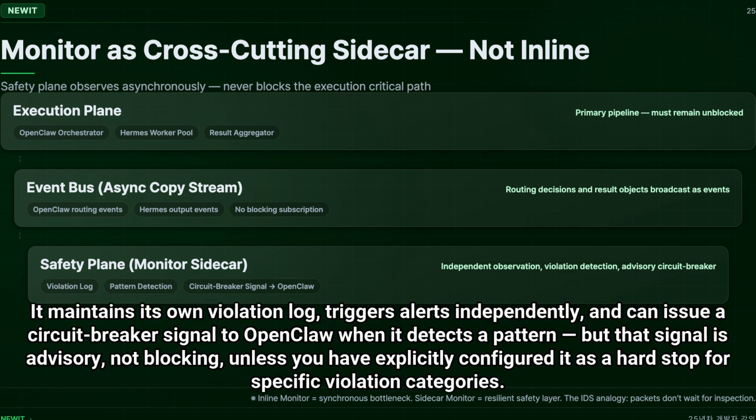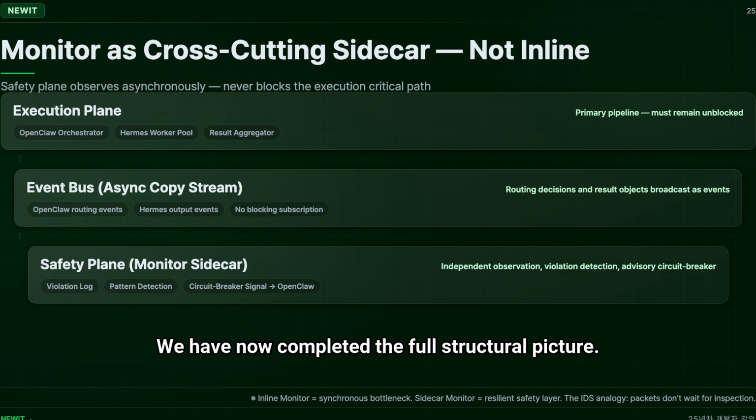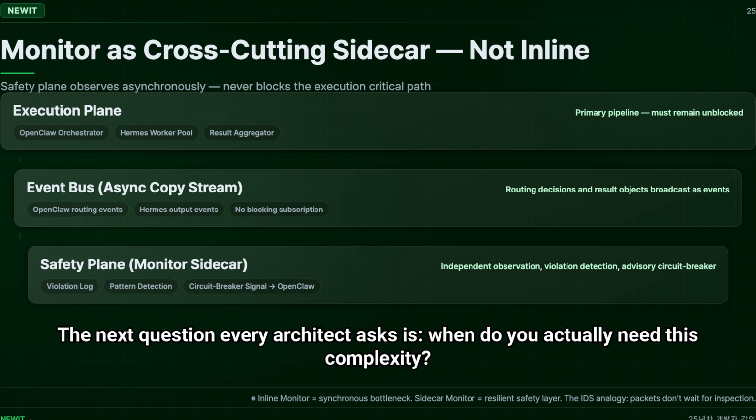It maintains its own violation log, triggers alerts independently, and can issue a circuit breaker signal to OpenClaw when it detects a pattern. But that signal is advisory, not blocking, unless you have explicitly configured it as a hard stop for specific violation categories. This separation of the safety plane from the execution plane is a direct application of cross-cutting concern isolation, a principle that appears in AOP, in service mesh observability layers, and now in multi-agent architecture. We have now completed the full structural picture. The next question every architect asks is, when do you actually need this complexity?